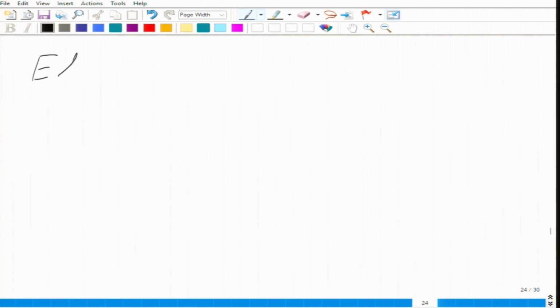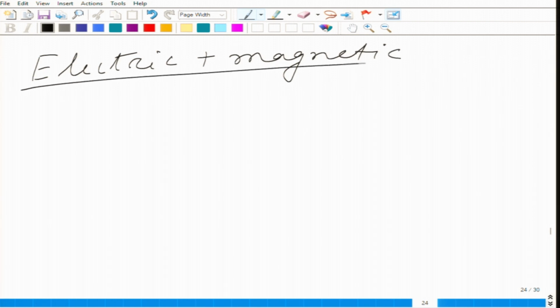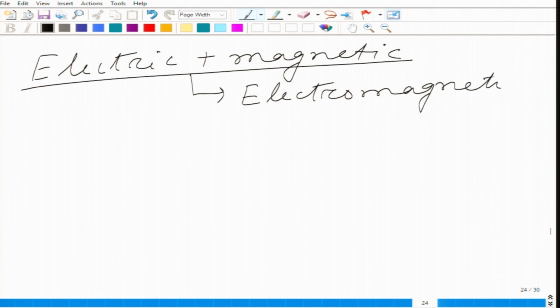So, electric plus magnetic, electric component and magnetic component, all together they are known as electromagnetic radiation, because they have an electric field and a magnetic field.